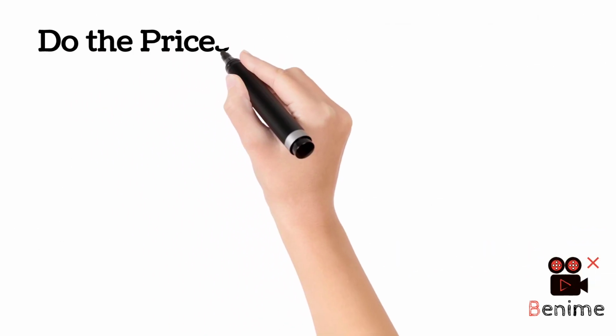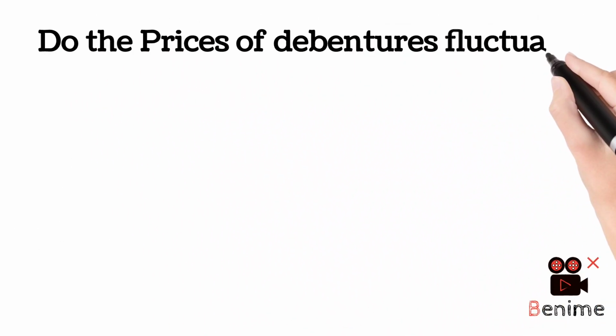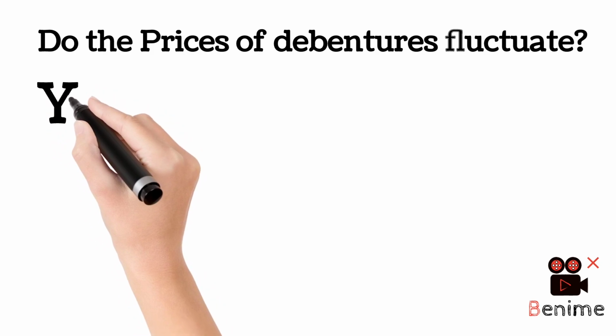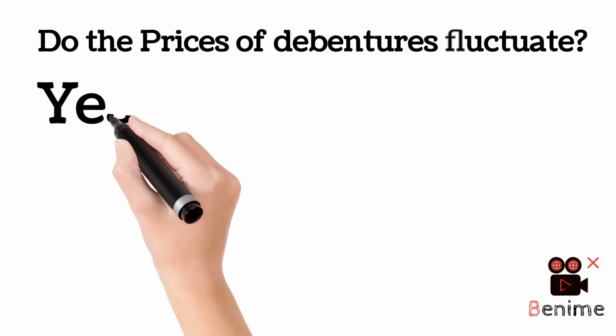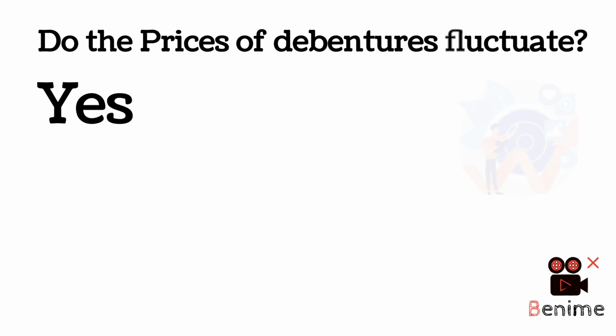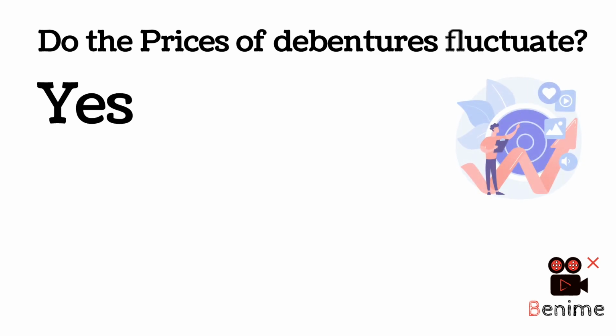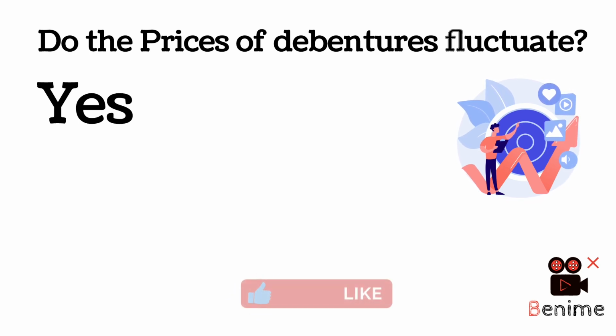Do the prices of debentures fluctuate? The answer is a big fat yes. But don't worry, the prices of debentures are not volatile like that of equity shares because investors looking for stability in their portfolio usually purchase debentures and hence they don't trade the debentures once taken and hold them till maturity.